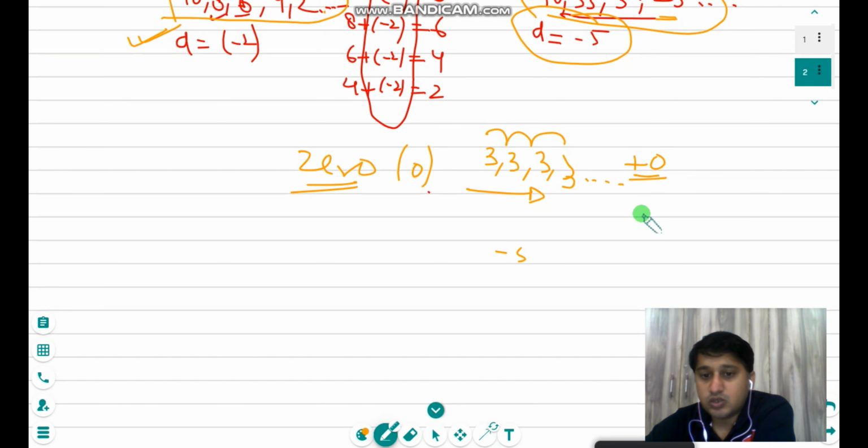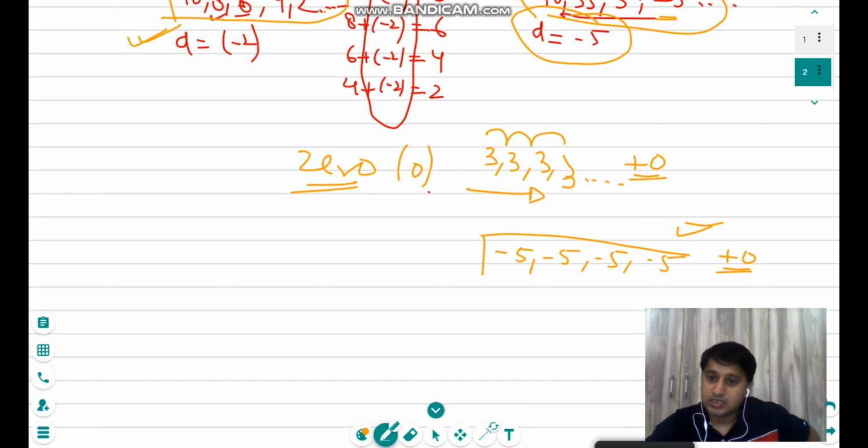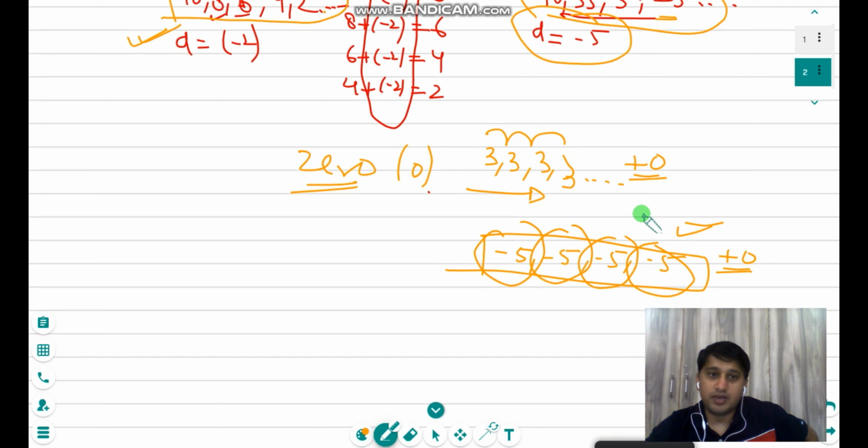If anyone asks you if minus 5, minus 5, minus 5, minus 5 is an AP, we will say yes, this is an AP. What is the common difference? The common difference is 0. So if in any AP the common difference is 0, then each term will be the same. So in an AP, D can be positive, negative, and 0.